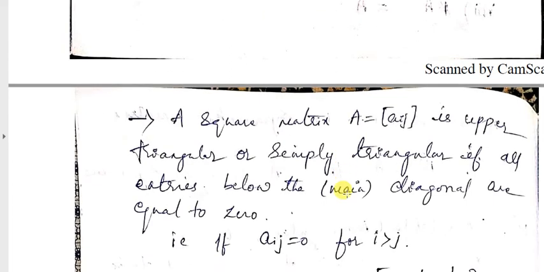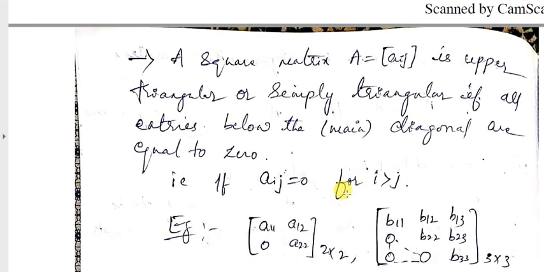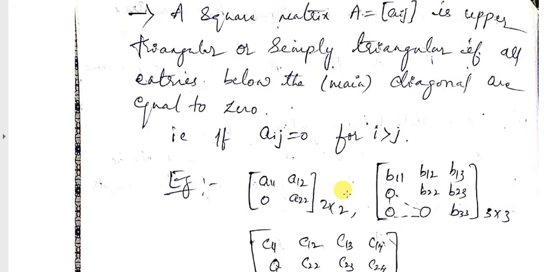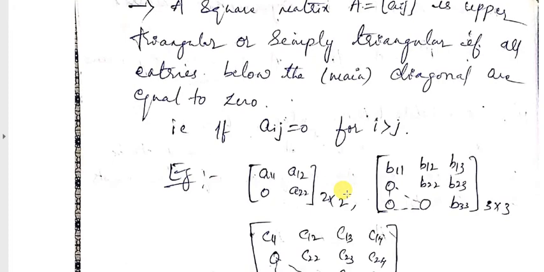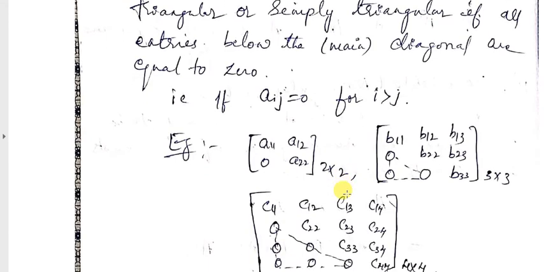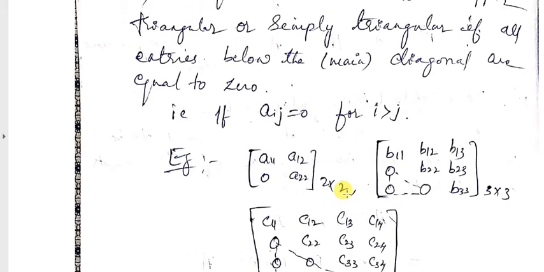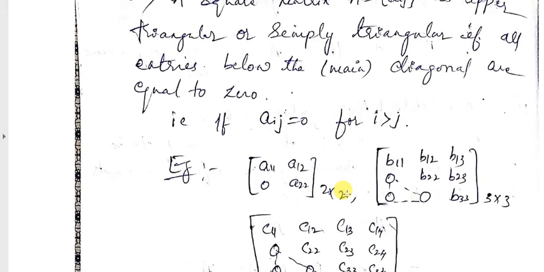Then what do we mean by triangular matrix? Here we have two terms for the triangular matrix. One is called the upper triangular, the other is called the lower triangular. First I will define. Triangular means either it may be an upper triangular matrix or a lower triangular matrix. Upper triangular means all the entries below the main diagonal are zeros.